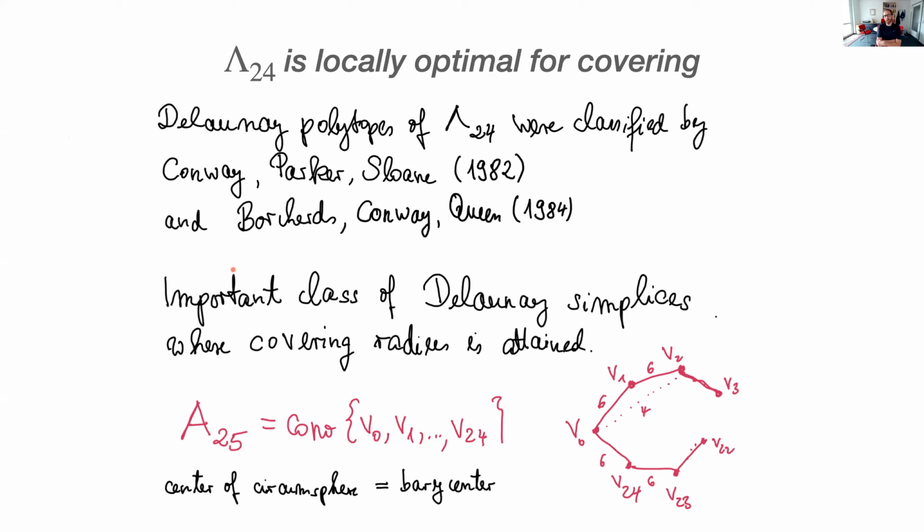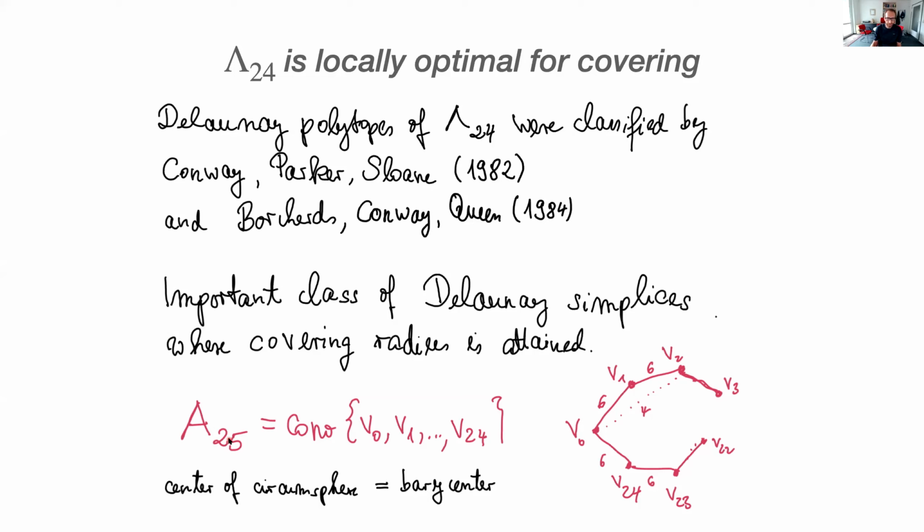And this is now also an application of conic optimization, an application of the max-det problem. For this we have to understand the Delaunay polytopes of the Leech lattice. They were classified by work of Conway, Parker, and Sloane, and by another work by Borcherds, Conway, and Queen in the 80s. So we know exactly how these Delaunay polytopes look. And for us, it's going to be important that there's a class of Delaunay simplices where the covering radius is attained. And this class is called A25.